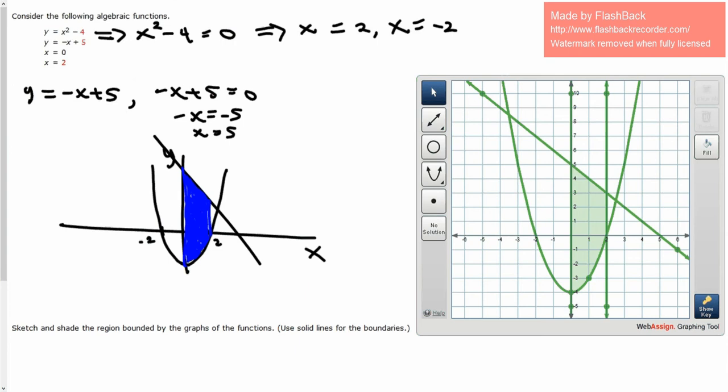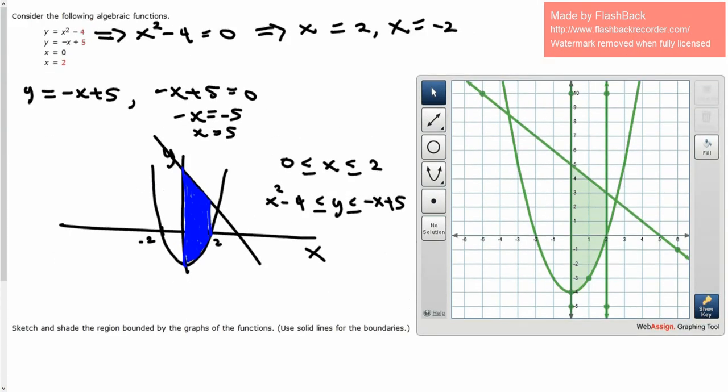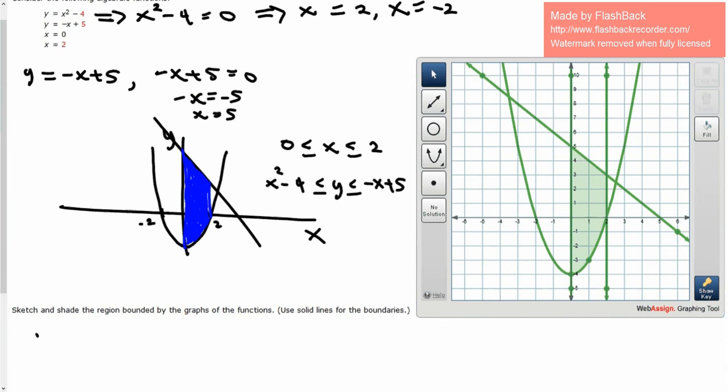So let's see. X is bounded from 0 to 2. And then y is bounded below by this curve and is bounded above by this line here. So looking at that graph, it's bounded below by x squared minus 4, and it's bounded above by negative x plus 5. And so based on the formula that we have in the section in the book, we're looking for the area that's bounded by that shaded area there. So this is some integral.